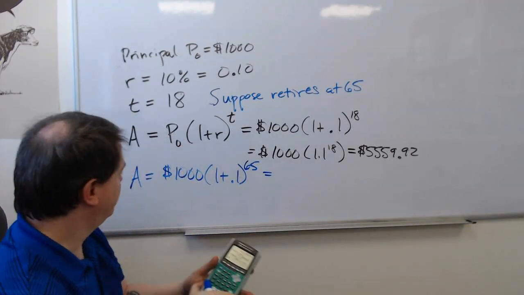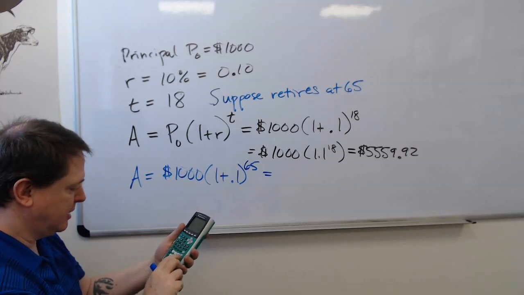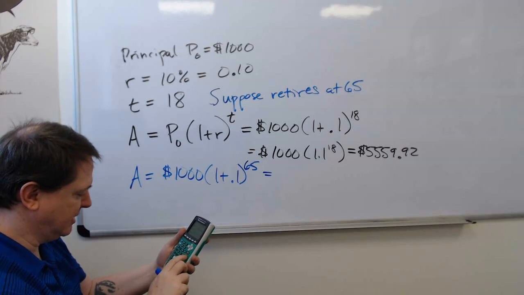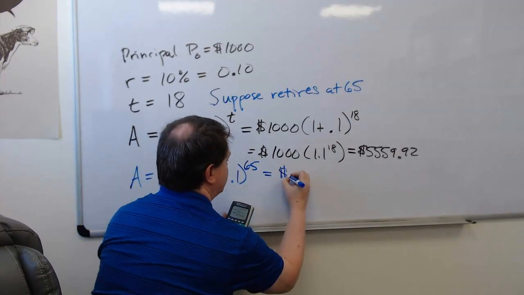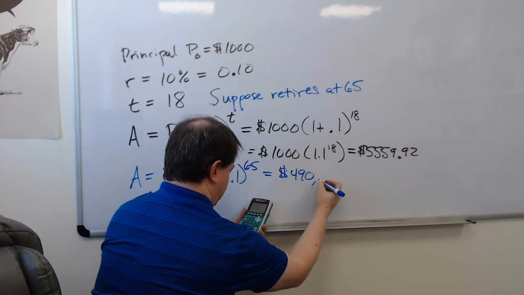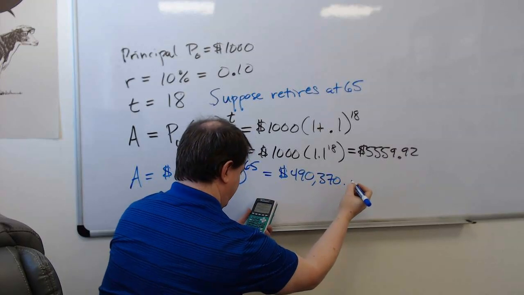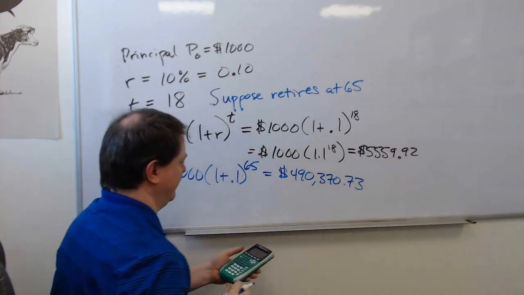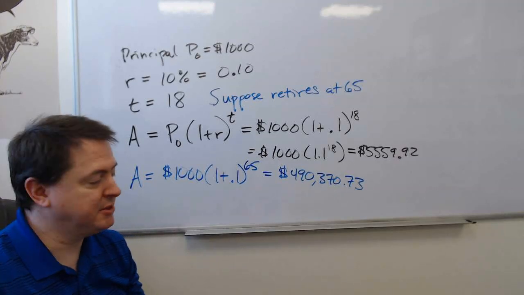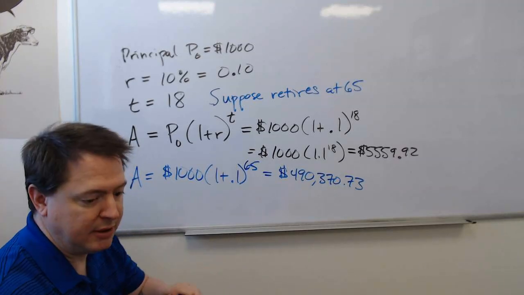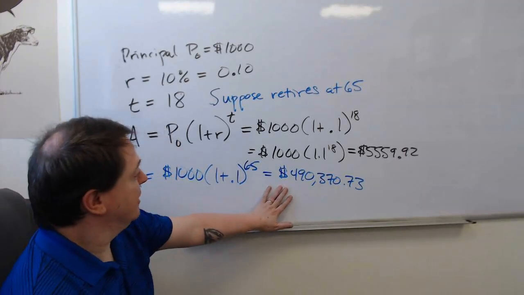Okay, so when I do that and I get 1,000 times 1.1 to the 65th power, I get $490,370.73. So basically that $1,000 investment comes out to be about $500,000. Not bad, right? Definitely not bad.